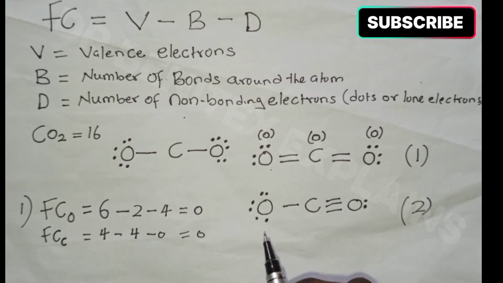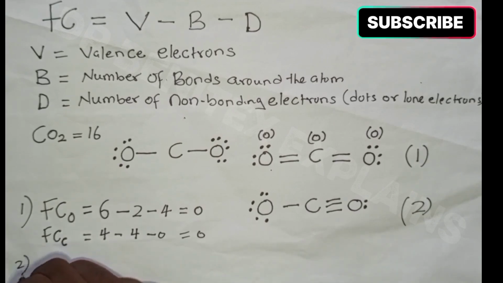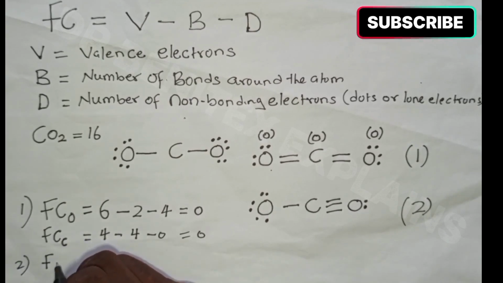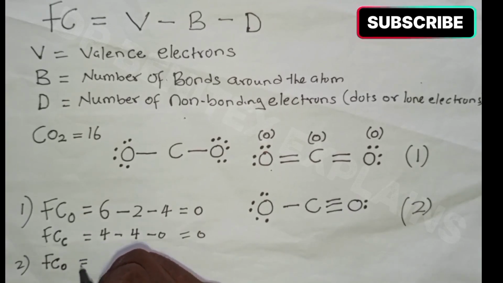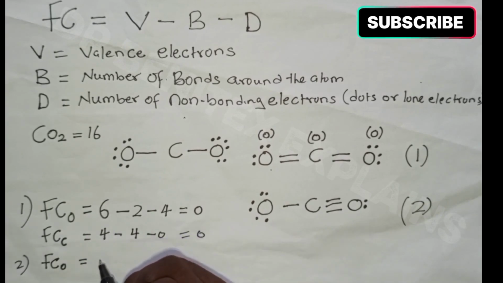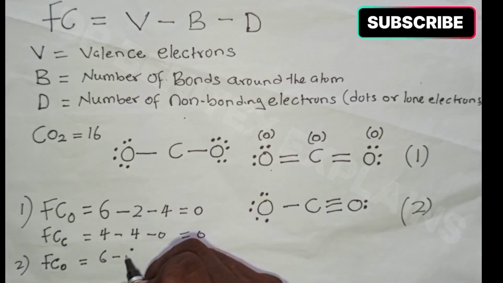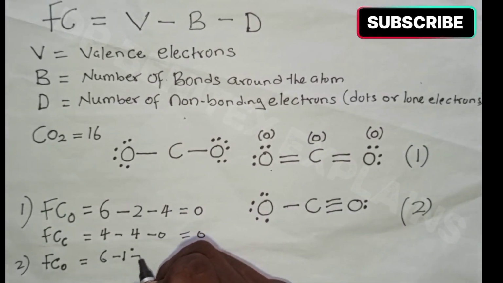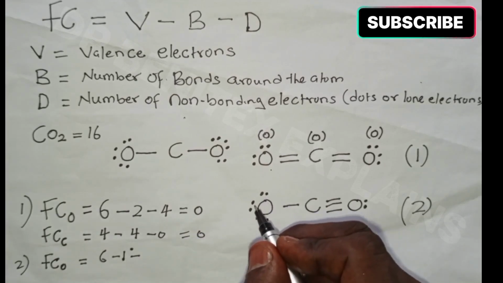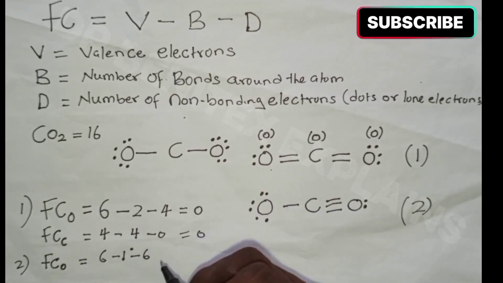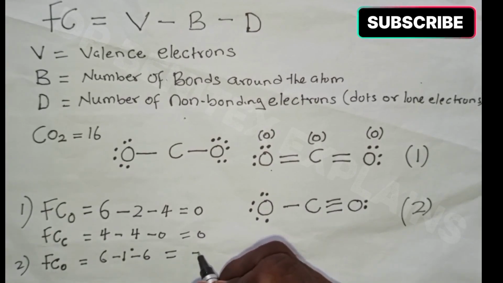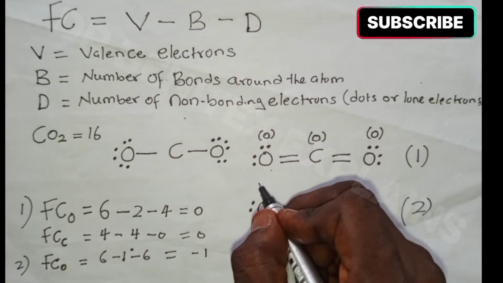So starting with oxygen. I'm going to do this oxygen here. What is the formal charge of that oxygen there? It's going to be equal to 6 minus, we have just 1 bond here. 6 minus 1 minus, how many dots are there? 1, 2, 3, 4, 5, 6. We have 6 here. So this is equal to minus 1. So the formal charge here is minus 1.